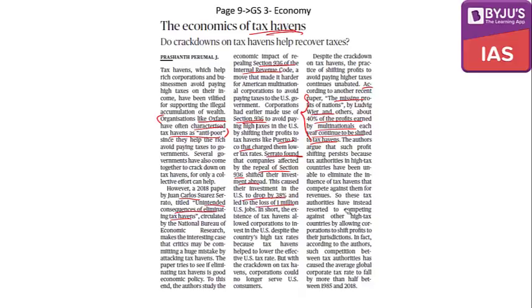What this article further goes on to say is that all the profit shifting currently happening from the native country to tax havens persists because tax authorities in high-tax countries, let's say for example the United States of America, have been unable to eliminate the influence of tax havens that compete against them for their revenues, because there is a lower tax rate in the tax havens.